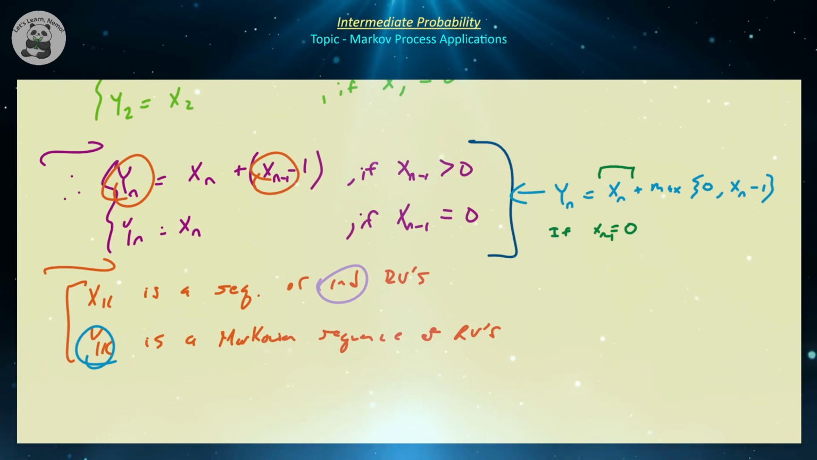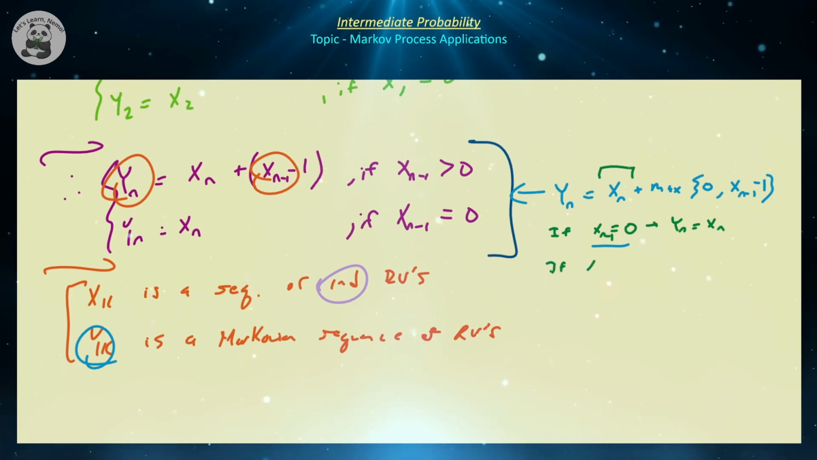Therefore, however many values come into this picture, X_n, we're actually going to have just that amount of people that arrive. So if X_{n-1} is 0, then Y_n will just be equal to the number of people that arrive, because the maximum of 0 and X_{n-1} minus 1 would be 0, since X_{n-1} minus 1 would be negative. And if we consider the case where X_{n-1} is greater than 0, that means X_{n-1} minus 1 would be greater than or equal to 0, and that will be the value that we have.